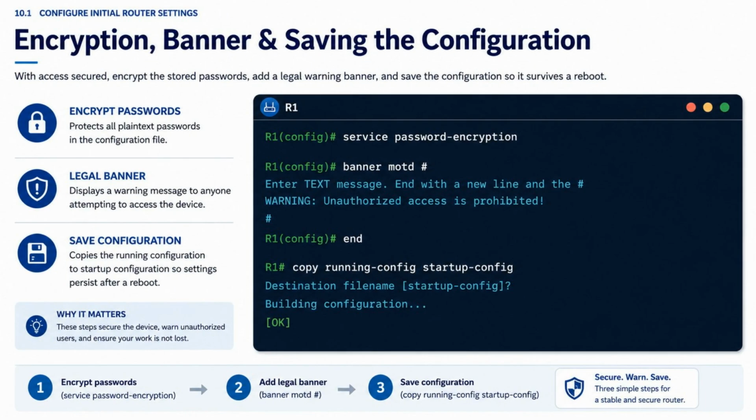With access secured, 3 more steps. Encrypt stored passwords with service password encryption. Add a legal warning banner. Walk the banner MOTD syntax on screen. The hash delimiter marks the message boundaries. And finally, save the config with copy running-config startup-config, so none of this is lost on reboot.